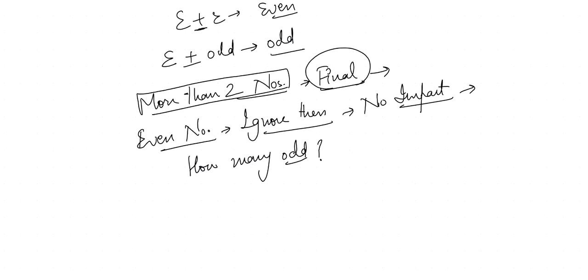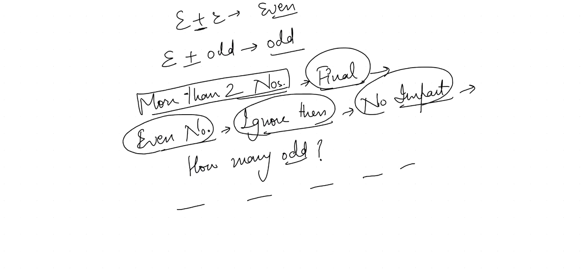In that list of numbers, 4, 5, 6, it doesn't matter how many numbers there are. Whichever numbers are even, you can simply ignore them. They'll have no impact on the outcome. The outcome will be decided by how many odd numbers there are. That's it. For example, you add 3 plus 3 plus 6. What is this answer? Even.